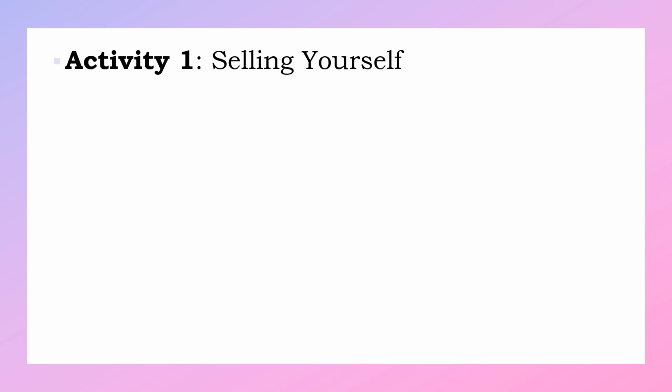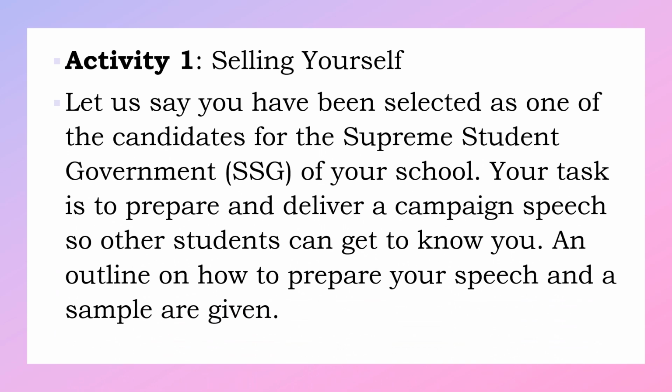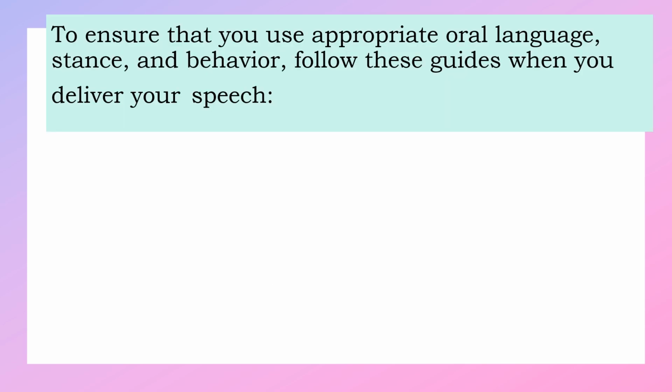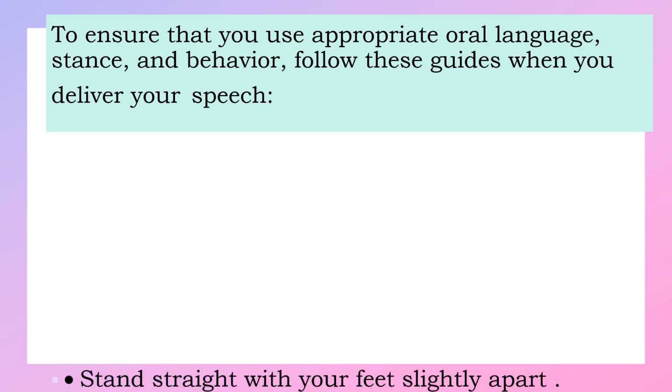Now let's have the first activity, selling yourself. Let us say you have been selected as one of the candidates for the Supreme Student Government or SSG of your school. Your task is to prepare and deliver a campaign speech so other students can get to know you. An outline on how to prepare your speech and a sample are given in the module. To ensure that you use appropriate oral language, stance, and behavior, follow these guides when you deliver your speech.